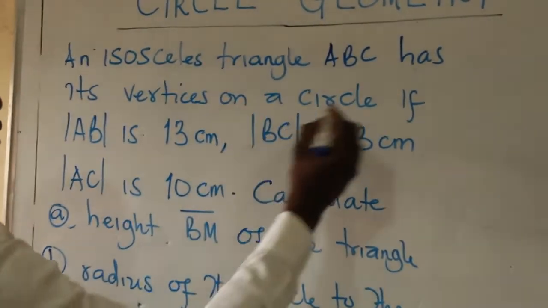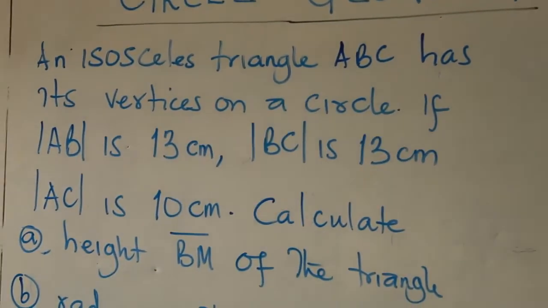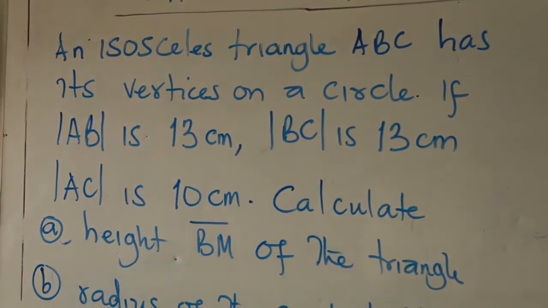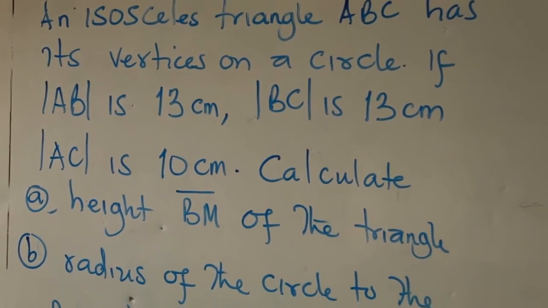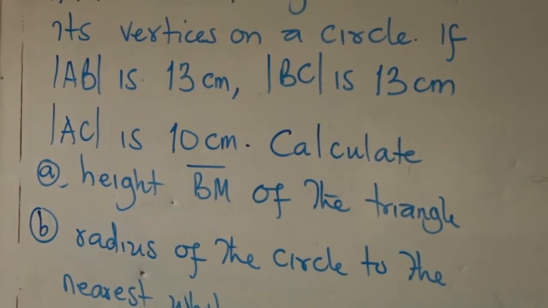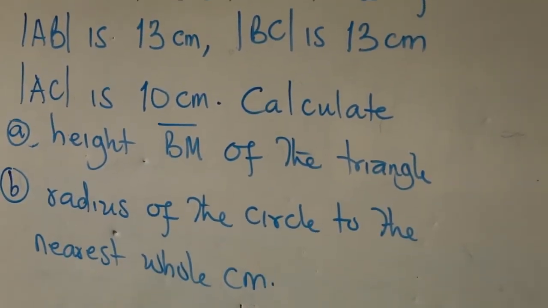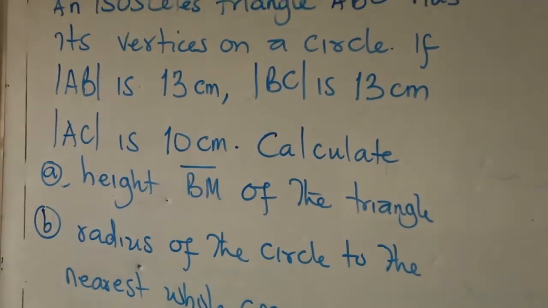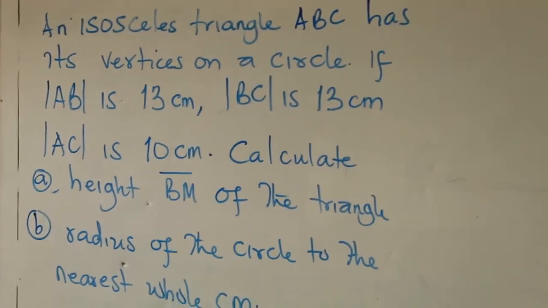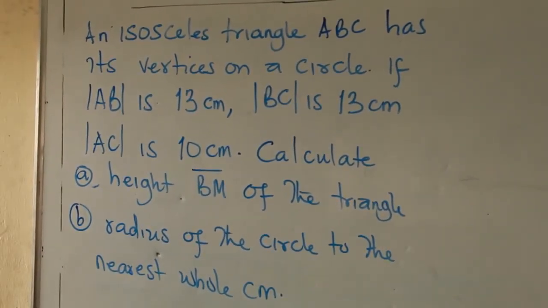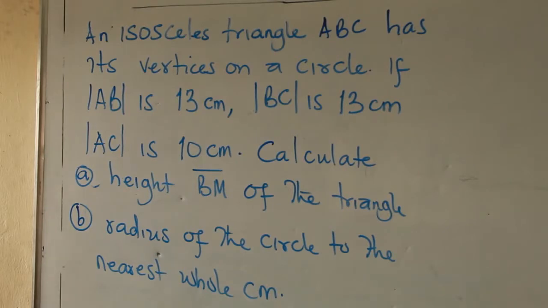If AB is 13 centimeters, BC is 13 centimeters as well, and AC is 10 centimeters, calculate (a) the height BM of the triangle, and (b) the radius of the circle to the nearest whole centimeter. I'll take that again. An isosceles triangle ABC has its vertices on the circle. If AB is 13, BC is 13, and AC is 10, calculate (a) the height BM of the triangle, and (b) the radius of the circle to the nearest whole centimeter.